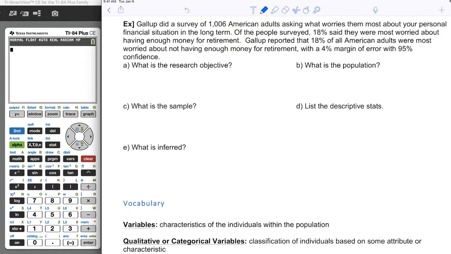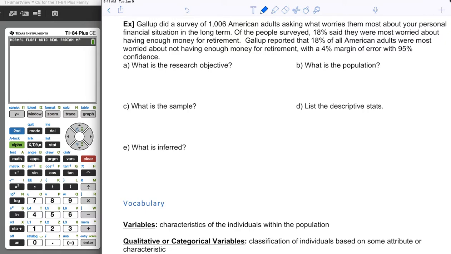Next example, Gallup did a survey of 1,006 American adults asking what worries them most about your personal financial situation in the long term. Of the people surveyed, 18% said they were most worried about having enough money for retirement. Gallup reported that 18% of all American adults were most worried about not having enough money for retirement, with a 4% margin of error with 95% confidence. That last part, that margin of error stuff, that we will get to and discuss more in Chapter 9.